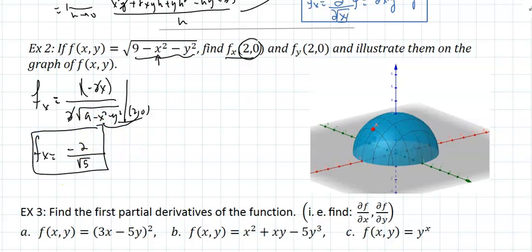Okay. Now, I want to take the derivative with respect to y. F sub y is 1 over twice the radical as well.